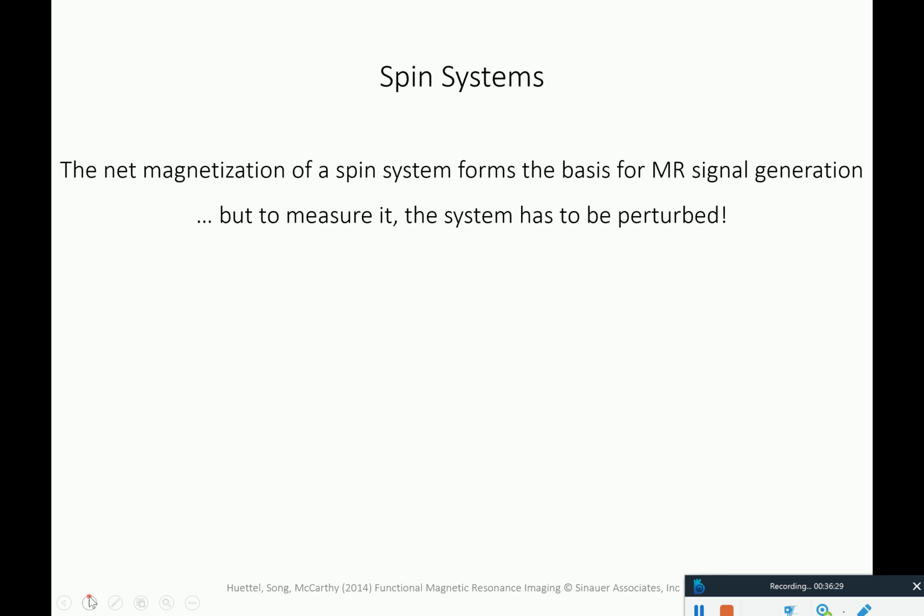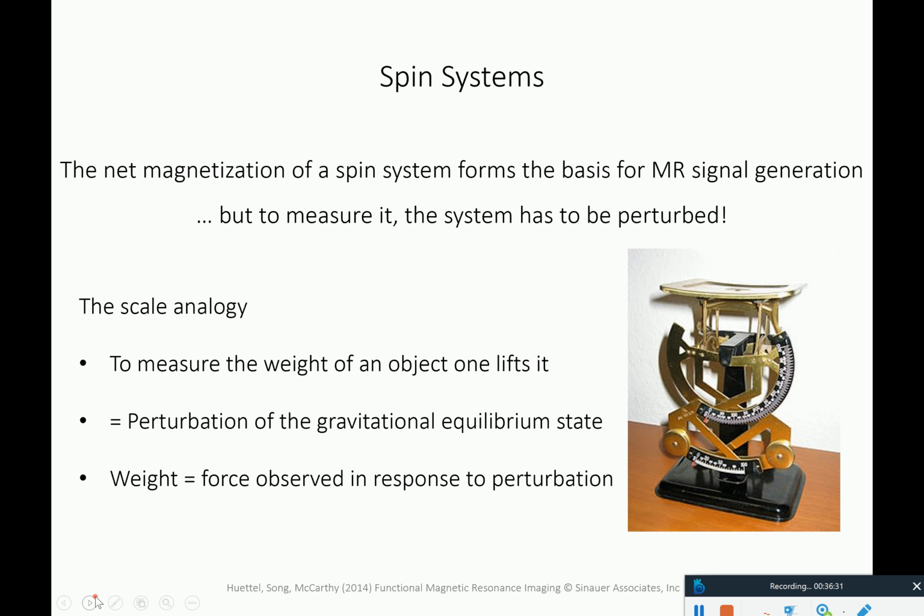And this one can basically be described by this analogy of a scale. If you want to measure the weight of, say, this bottle, and it's just standing there, you will not be able to measure its weight. You maybe estimate it, but you cannot really measure it on a scale. So if you want to measure it, you have to put it on a scale. So you have to perturb it.